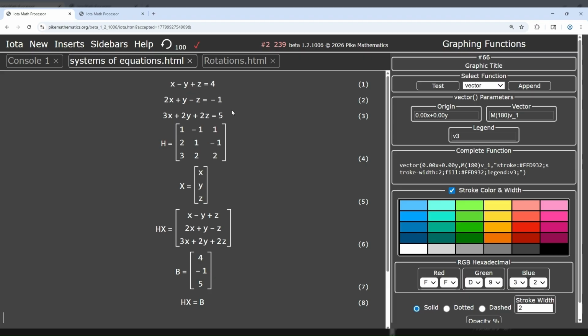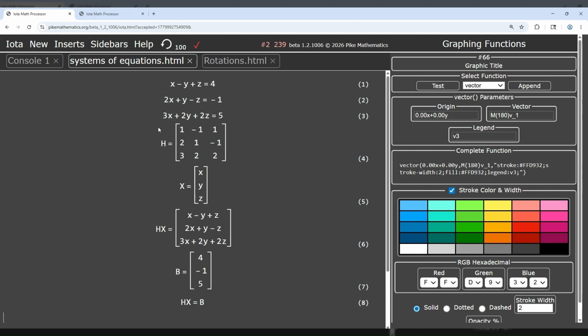It's the 3rd edition. This is chapter 3, section 6. It's problem 22 on page 123. That's where I pulled this example from. But I'm going to show you how we're going to solve it using Iota. Basically, what you want to do is take this system of linear equations and convert it into a matrix format.